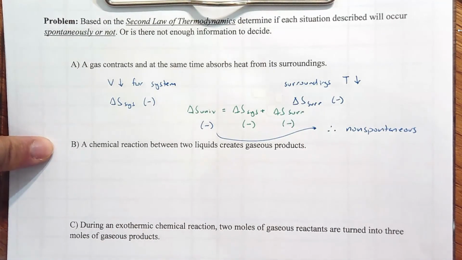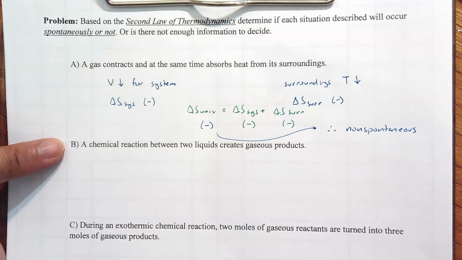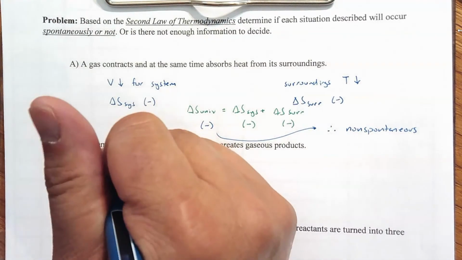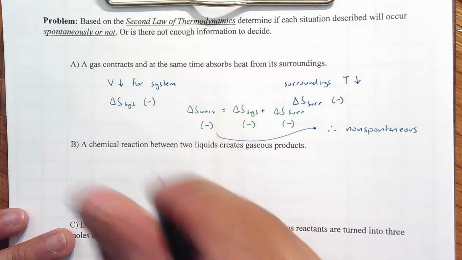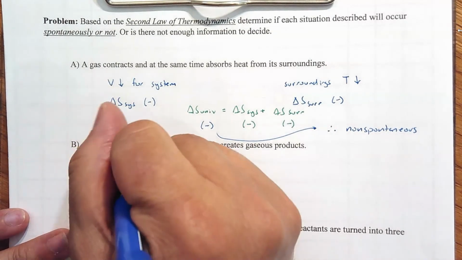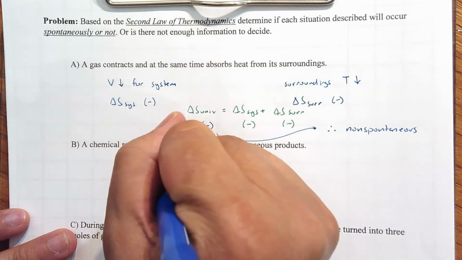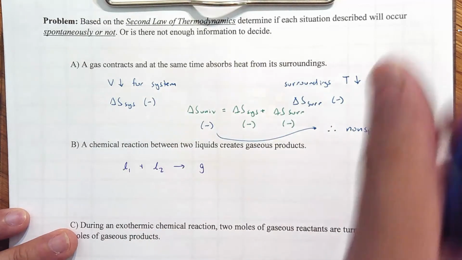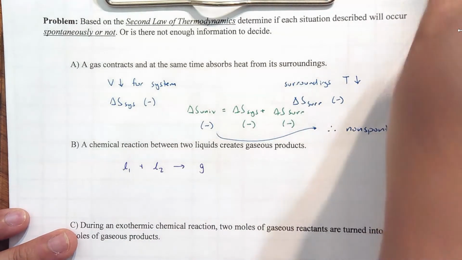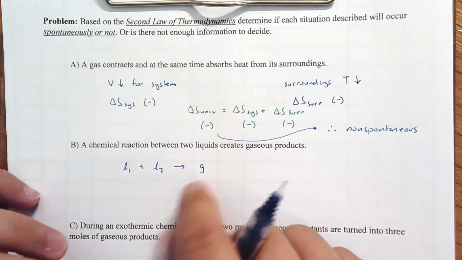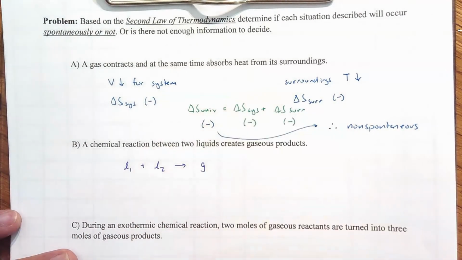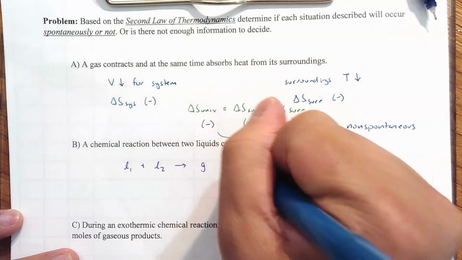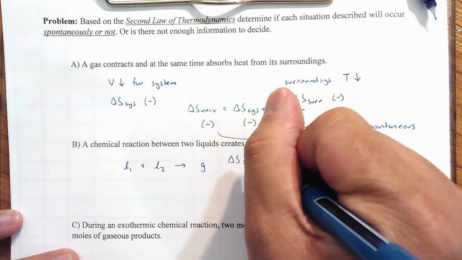Want to try this one? B. A chemical reaction between two liquids creates gaseous products. Well, okay, we have a chemical system where you have two liquids. Liquid 1 plus liquid 2 goes to gaseous products. What that means is that you're creating gas, so gas has more disorder than liquid. For the system, delta S of the system should be positive.